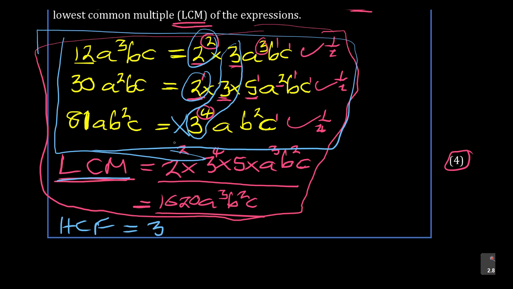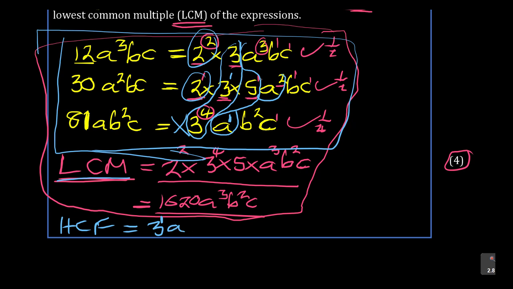I see that is common, and the smallest power. I cannot take 4. I can only take 3 to the power of 1. Are you seeing that? I do the same thing for the letters. I check myself. Is A appearing? Yes, I see A. There is A. There is A. So I take the smaller power. There is the one there.